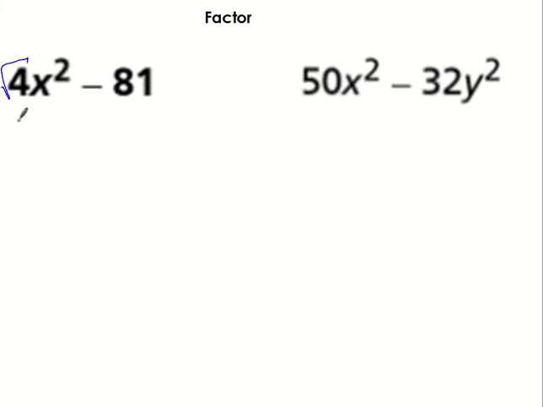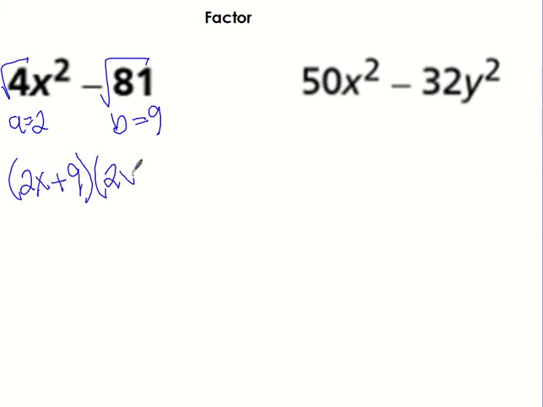So we square root this, I get a is 2. If I square root this, I get b is 9. So I get 2x, I can write plus 9 and 2x minus 9. Like I said, these can be flip-flopped as long as the front and the back are the same, and it's plus and minus.